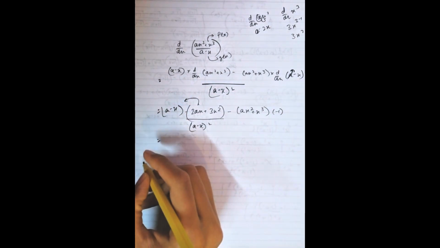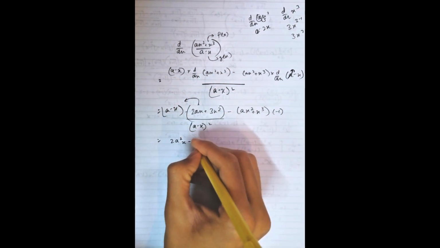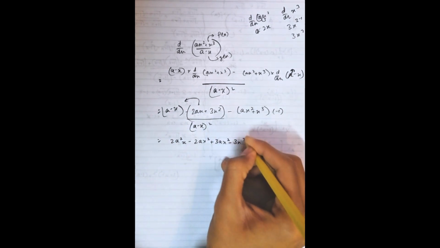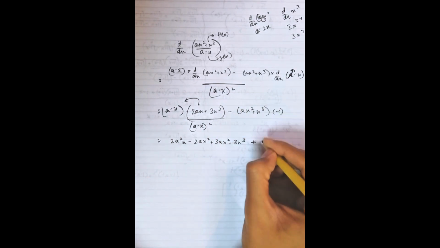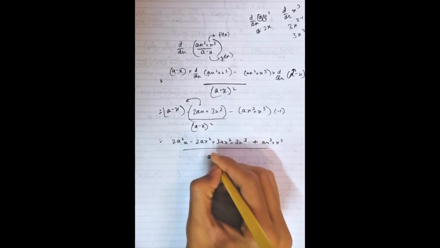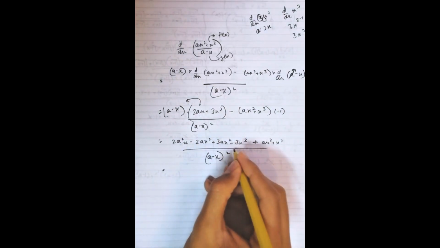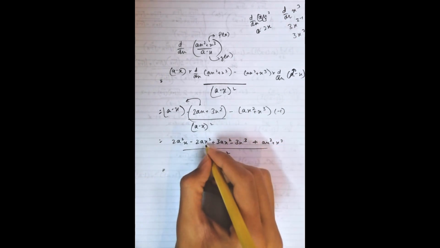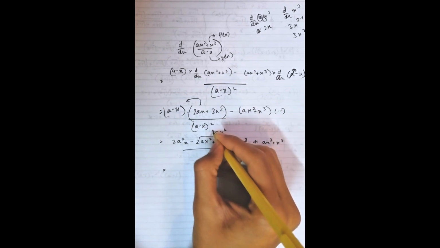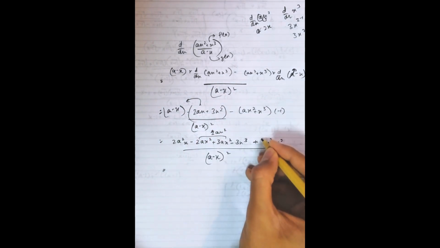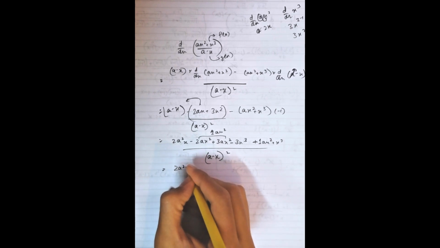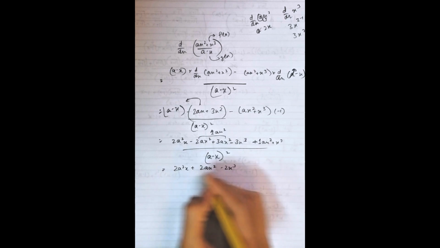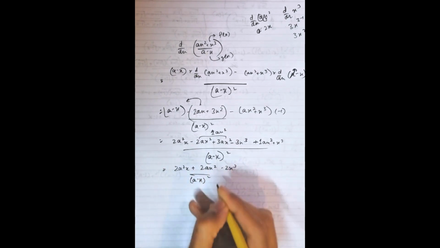Let's just multiply these terms over here. 2a squared x minus 2ax squared plus 3ax squared minus 3x cubed. Negative sign multiplied by positive ax squared plus x cubed. In the bottom we have a minus x whole squared. Okay, 2a squared x, then minus 2ax squared, plus 3ax squared, and this would be in ax squared, positive 1 ax squared. Okay, 3 minus 2 is of course 1, and 1 plus 1 would be 2. So 2a squared x, positive 2ax squared, minus 3 plus 1 is minus 2x cubed, divided by a minus x whole squared.